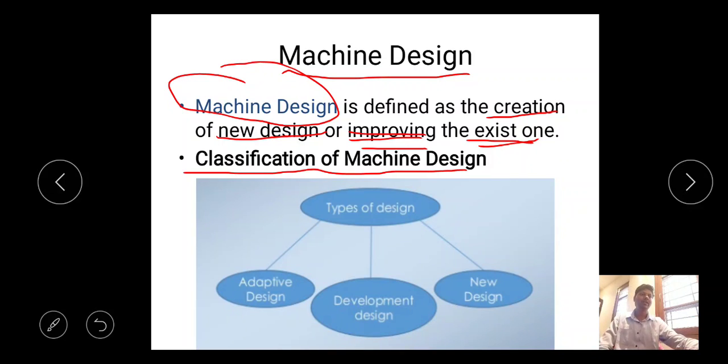Next is the classification of machine design. If you are designing, there is a variety of designs, and there are different types of design. The first is adaptive design, then development design, and new design. We'll study them one by one.